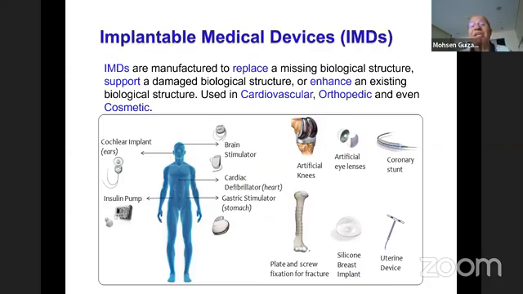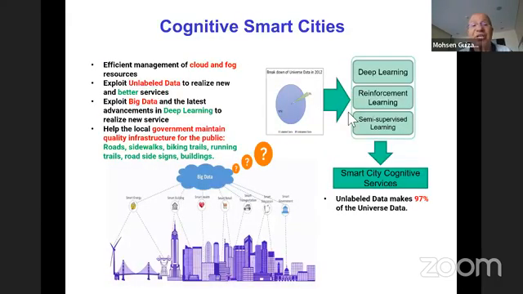We can apply this to cognitive smart cities, where we can use deep learning in a smart city to exploit data to realize new and better services for its citizens. Exploit big data with deep learning, which will help in many applications. It will help the government maintain quality infrastructure for the public in terms of roads, sidewalks, biking trails, and so on and so forth.